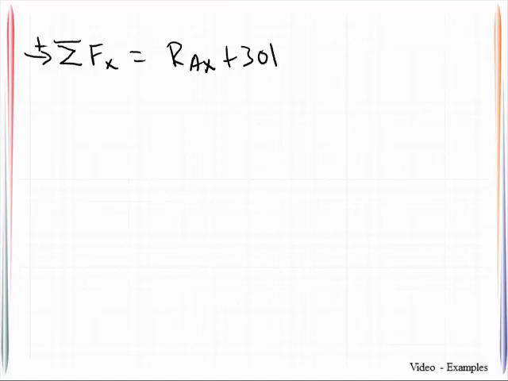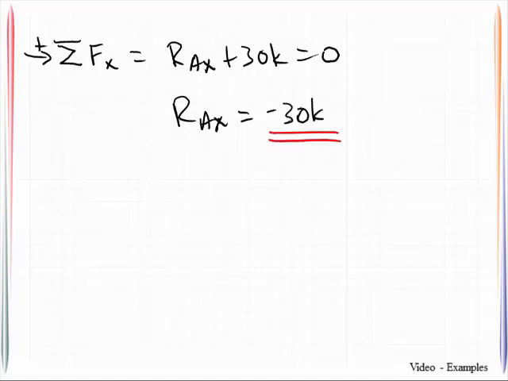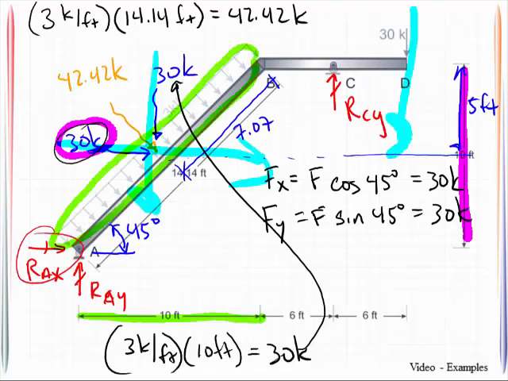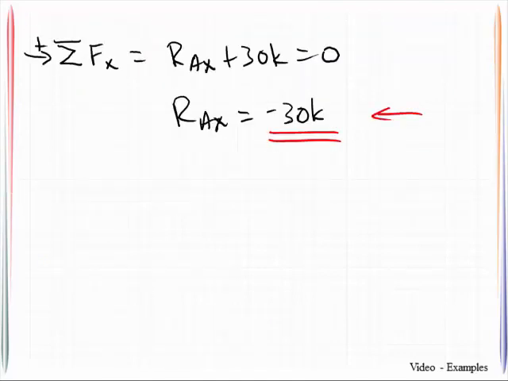Now we've got one more to do, and that is we need to sum forces in the x direction. So RAX plus 30 kips is equal to 0. So RAX is equal to negative 30 kips. And because it came out to be negative, I know that it's not in the direction that I assumed. I had assumed it was acting to the right. The negative tells me that it actually acts to the left. So that is an interpretation error right there, telling me what the negative actually means.